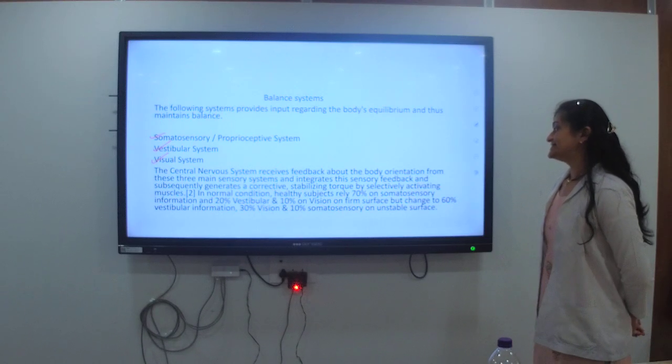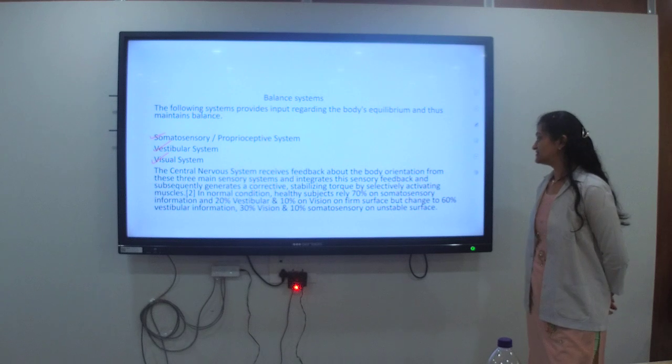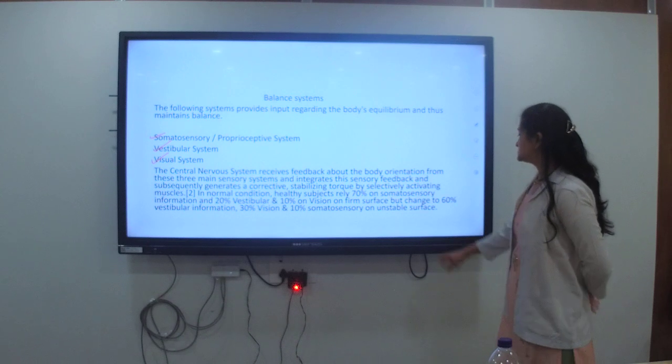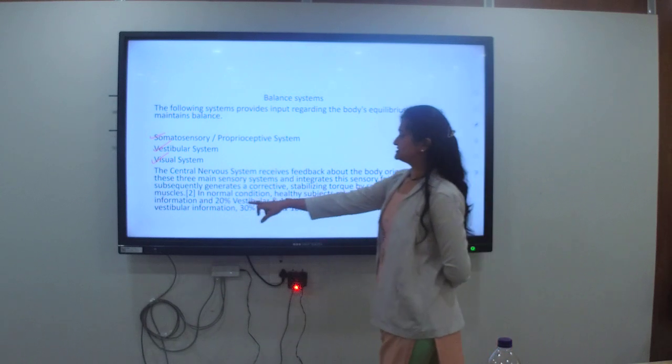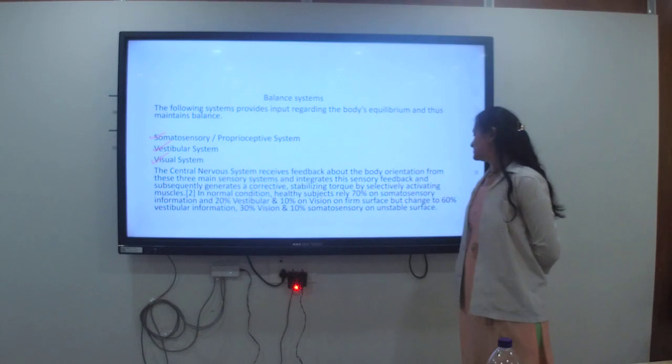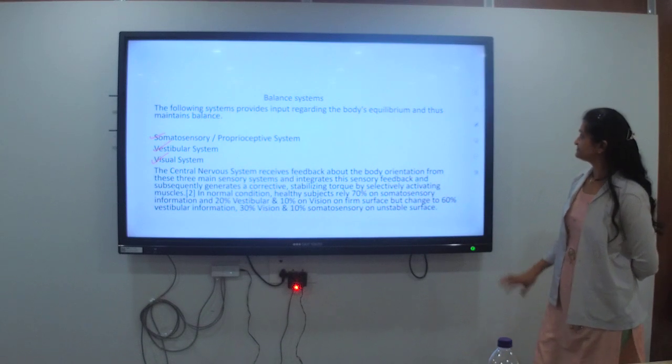In normal conditions, healthy subjects rely 70% on somatosensory information, 20% on vestibular and 10% on vision on a firm surface, but this changes to 60% on vestibular information, 30% on vision and 10% on the somatosensory system.